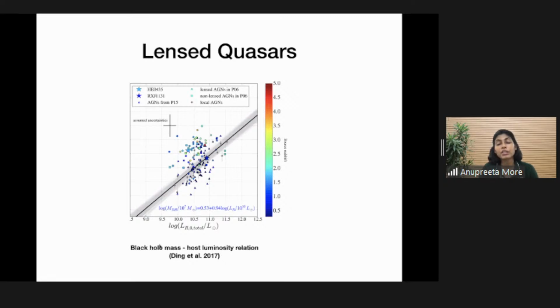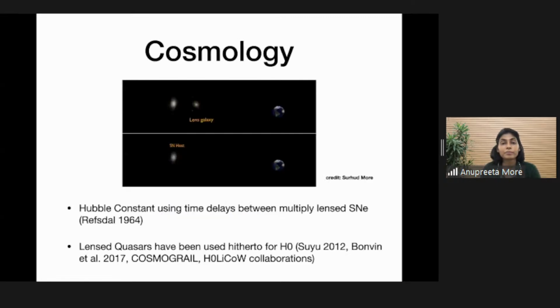And these kinds of relations can generally be fitted to the data from the observations from the nearby or intermediate redshifts. But with the help of lensed quasars, since we can see very distant sources, very distant quasars, we can study these sorts of mass-luminosity relations for the black holes and their host galaxies at a much higher redshift. And that's what's shown here in this plot.